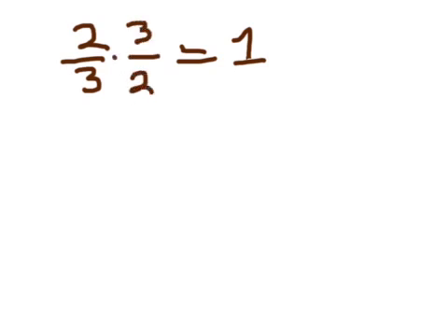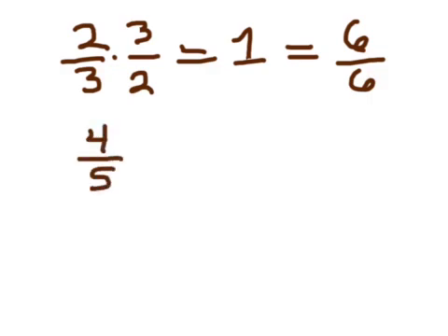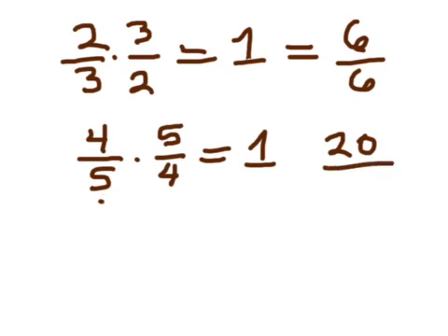But suppose you have a number like 2/3. What do you multiply that by to get 1? The answer is 3/2, because 2 times 3 is 6, and 3 times 2 is 6, so you would get 6 over 6, and that's the same as 1. Suppose it was 4/5. The inverse of that would be 5/4, so that you get 1, because 5 times 4 is 20, and down here 5 times 4 is 20, and that's the same as 1.